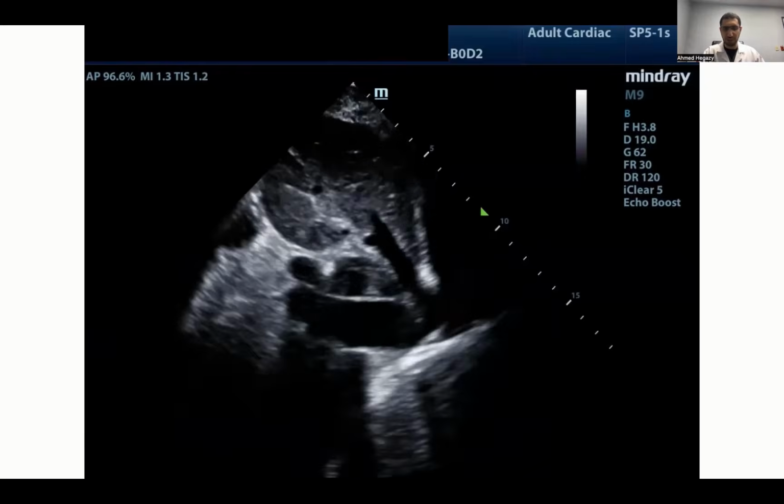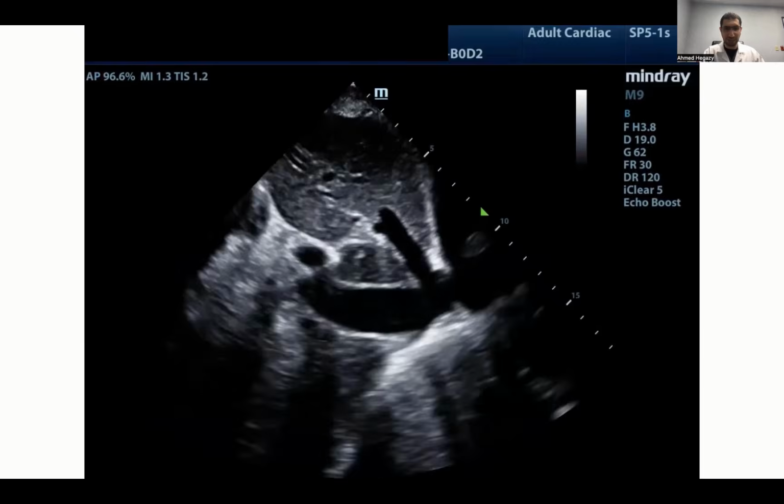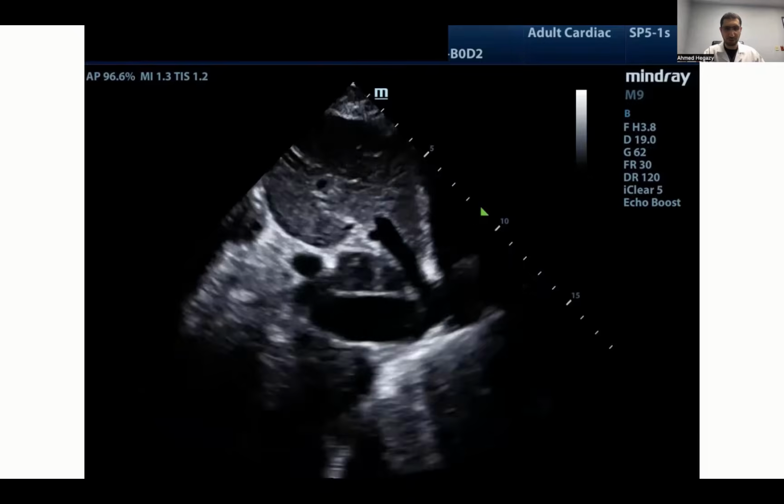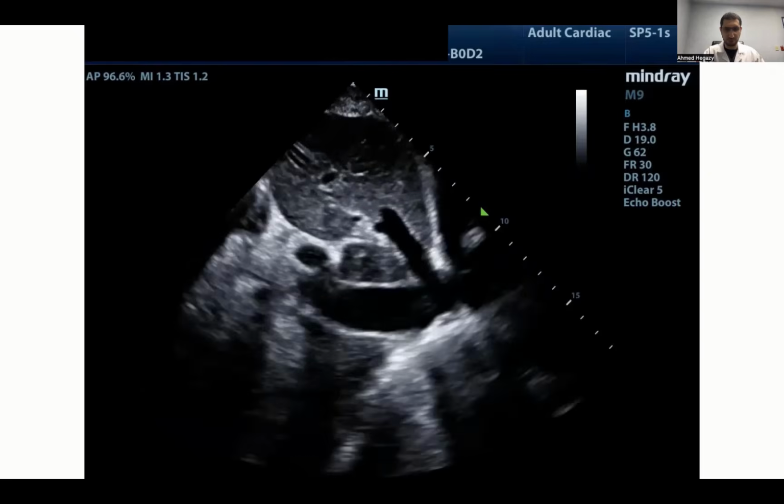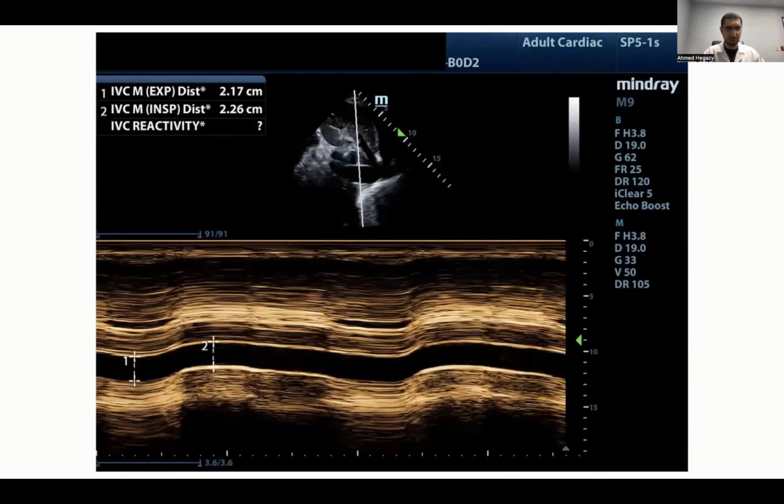We see that the IVC is distended, it's plethoric, and there's no variation with respiration. And we see here that the variability is very minimal with respiration. The IVC is distended and non-varying.